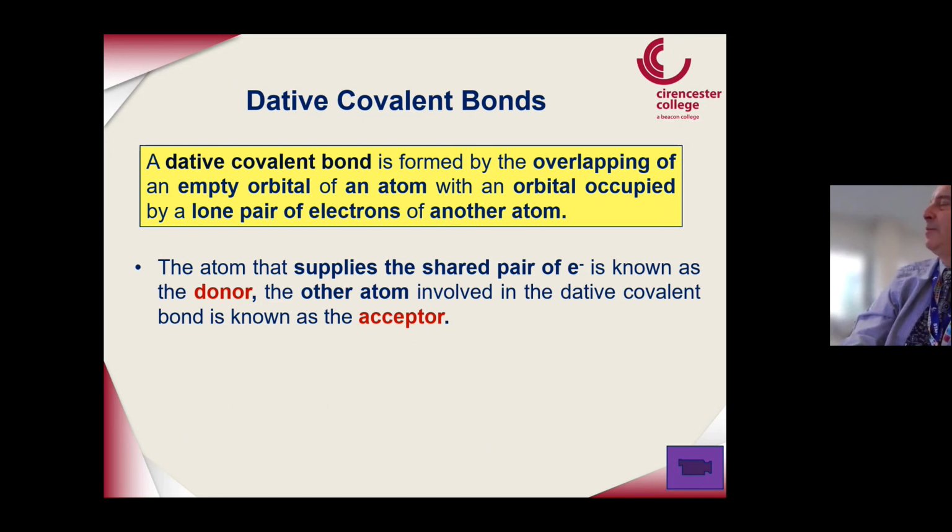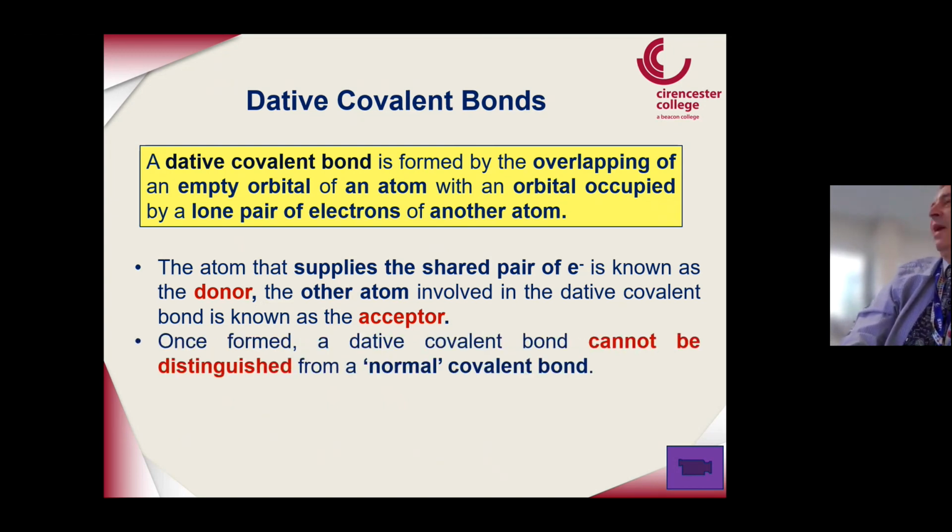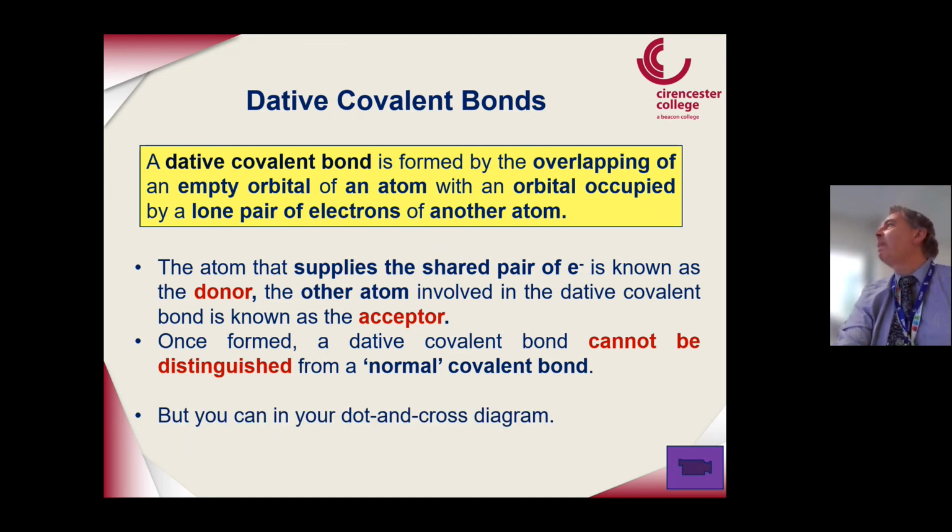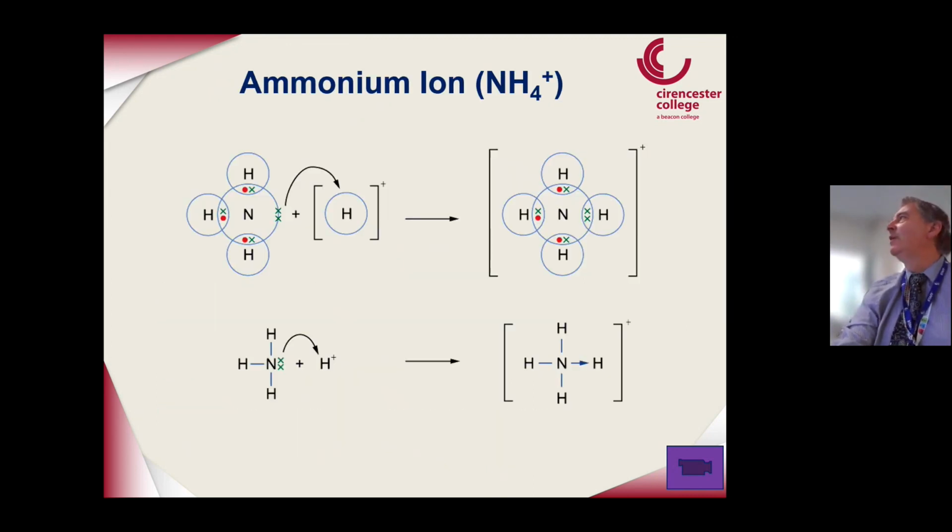So we have a donor and acceptor atom. It's just a normal bond. We're calling it a dative or a coordinate bond just so that we know that it's come from one atom, but it's just an ordinary bond. But you can show it in your dot-and-cross diagram. So for instance, how we form ammonium is, we've got ammonia, the nitrogen's got a lone pair, we've got a hydrogen ion, which has got no electrons, and so the nitrogen can donate the pair here. So that's our dative bond or a coordinate bond.